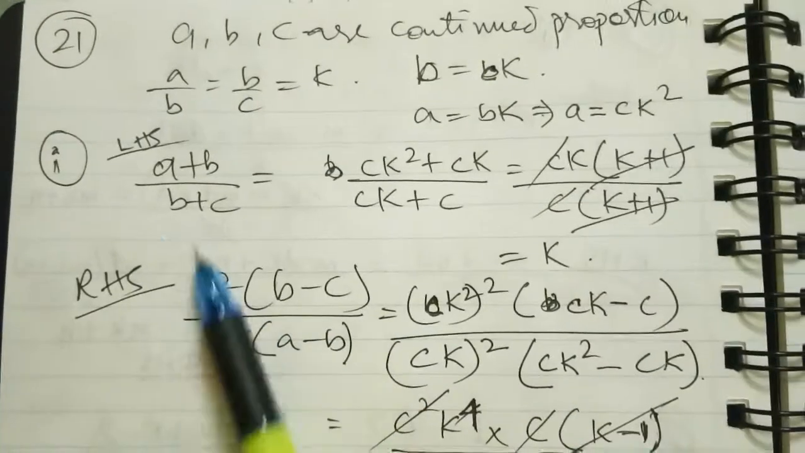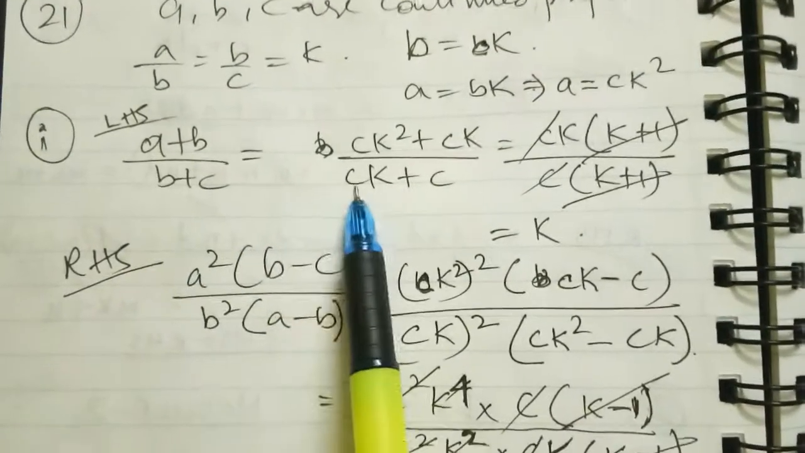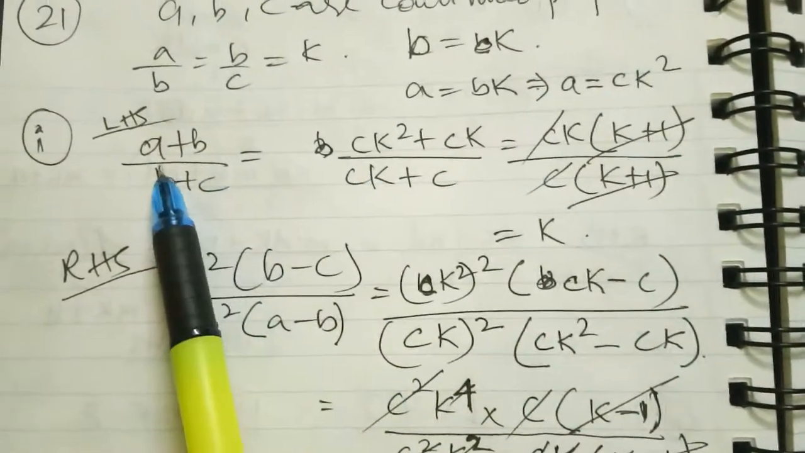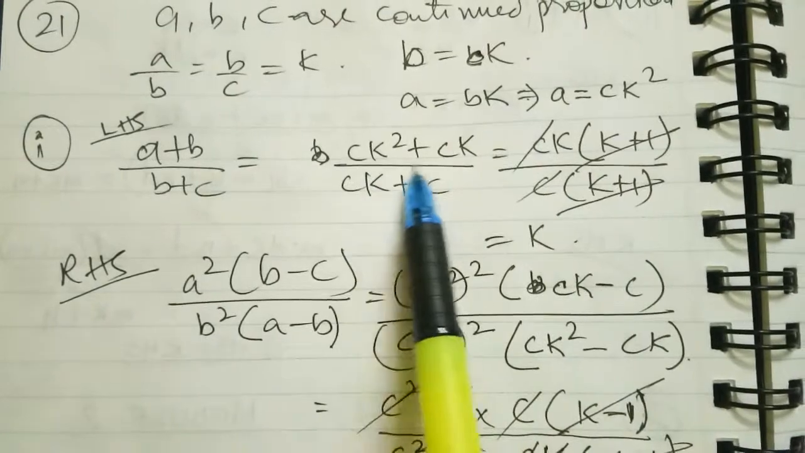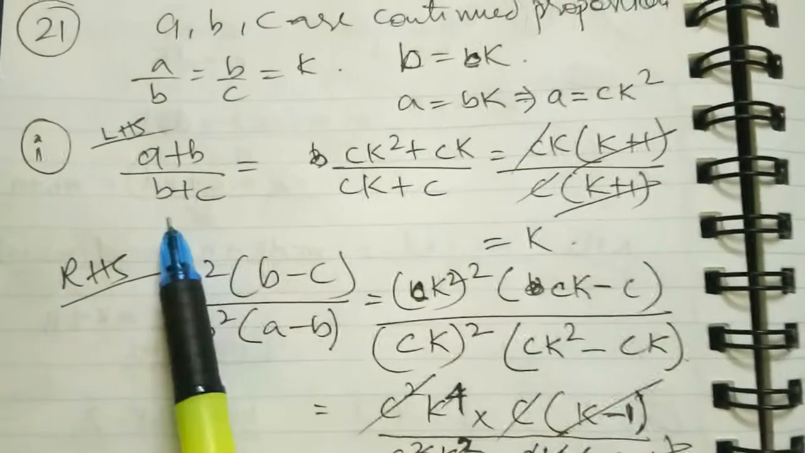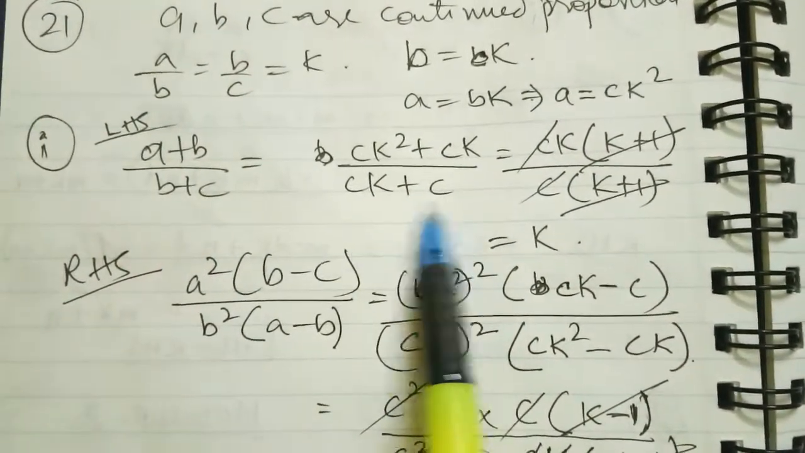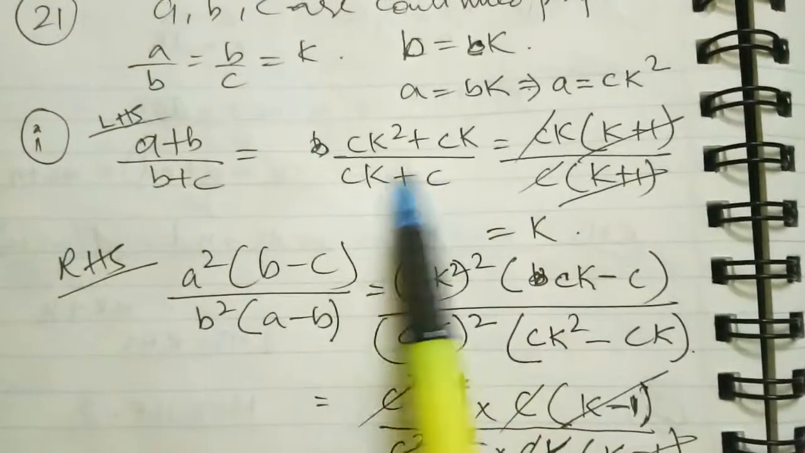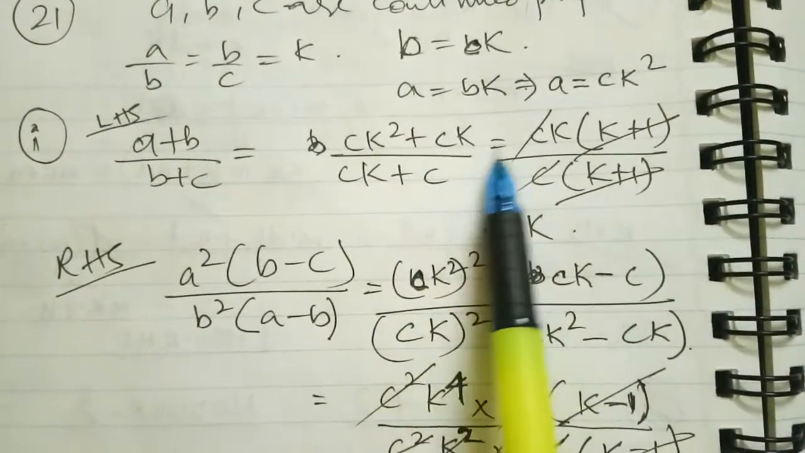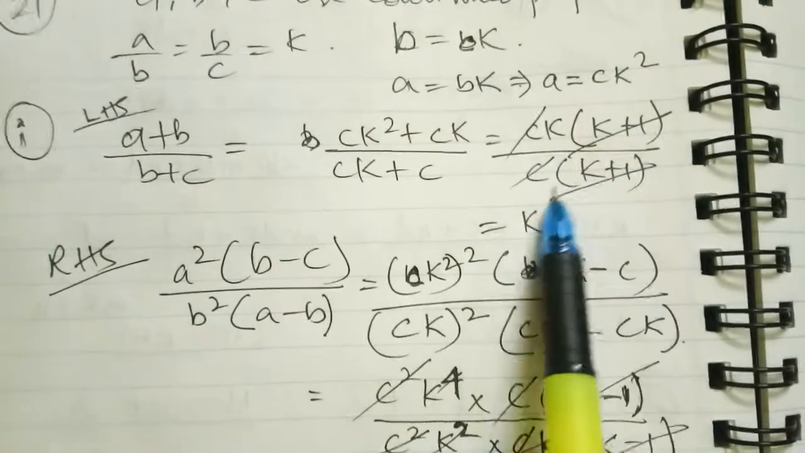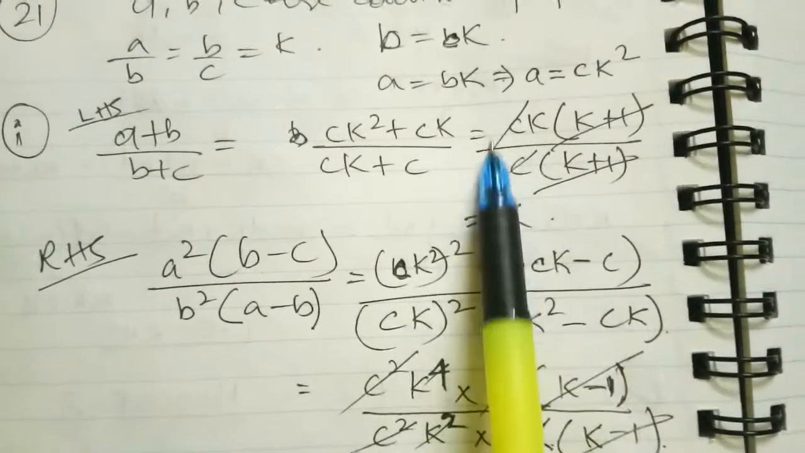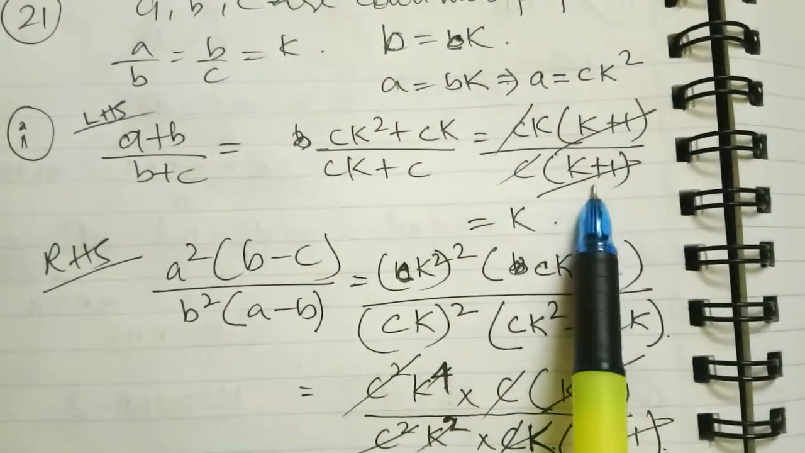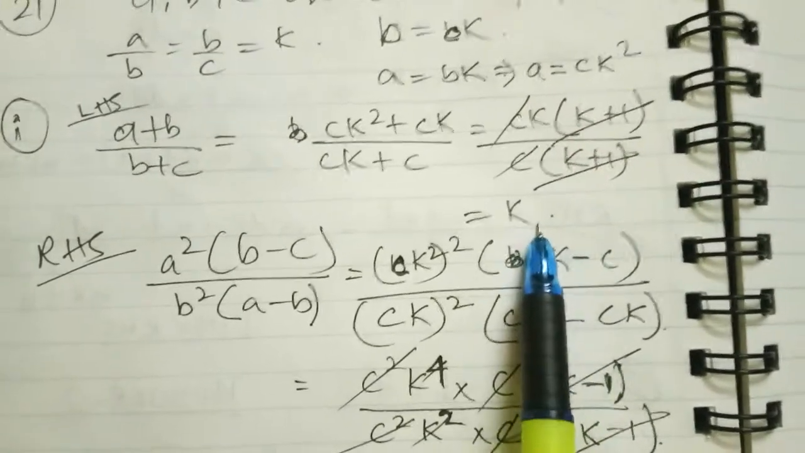Now from here I have written the LHS only. The same thing you have done, in place of a, ck square, plus b value is ck, and here b value is ck plus c. Now taking c common and k common, what is remaining is k plus 1, and over here also k plus 1. c and c are cancelling out, and k plus 1 and k plus 1 also cancel out. What is remaining is k.